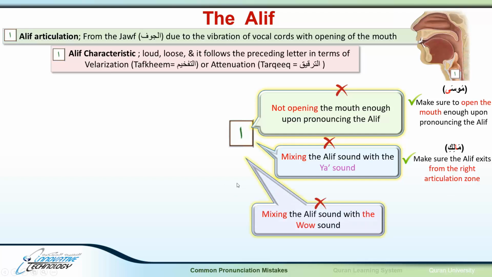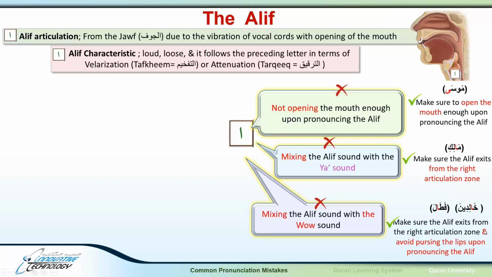The third mistake is mixing the alif sound with a waw sound. For example, Khalidin, Fatal. Here the Arabic alif sounds like an O of the English language, which is wrong. The proper way of pronouncing it is Khalidin, Fatal, and not with an O sound. So please make sure to pronounce the alif from the right articulation zone and avoid pursing the lips upon pronouncing the alif, so it wouldn't sound like an O of the English language.